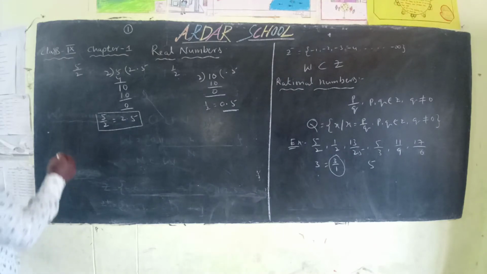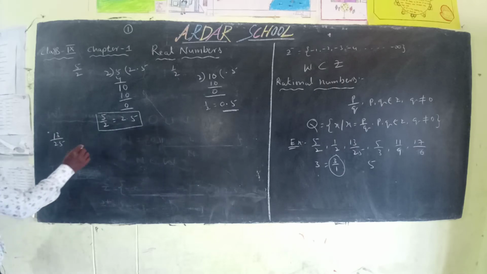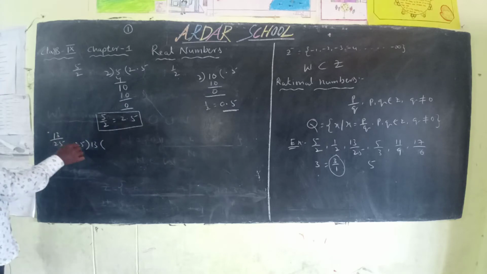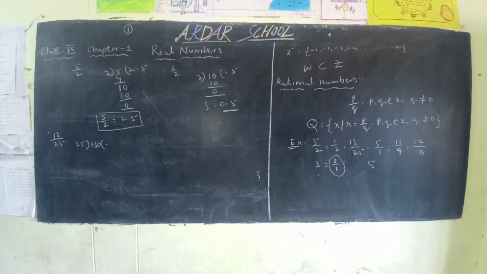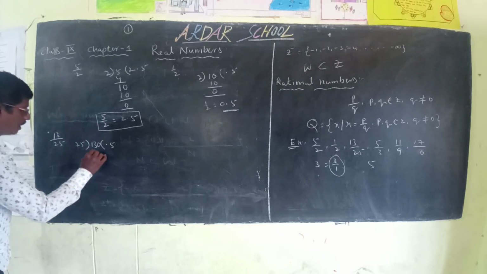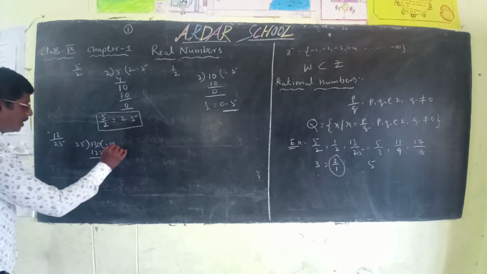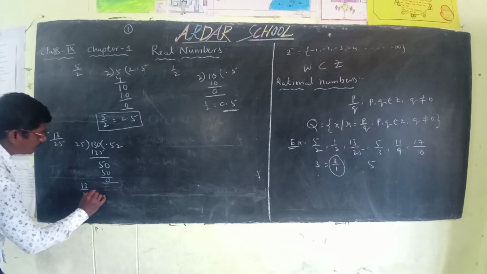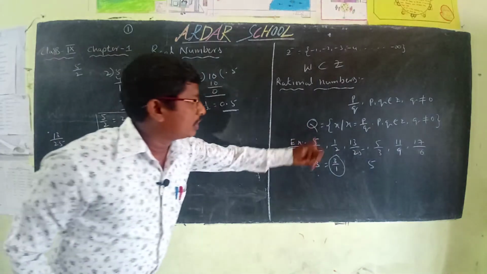Next, the third example is 13 by 25. So 13 is divided by 25. 13 is less than 25, so take the decimal point, like 0. Then 25 fives are 125. The remainder is 5. Take 0 again. 25 twos are 50. So 13 by 25 is equal to 0.52.